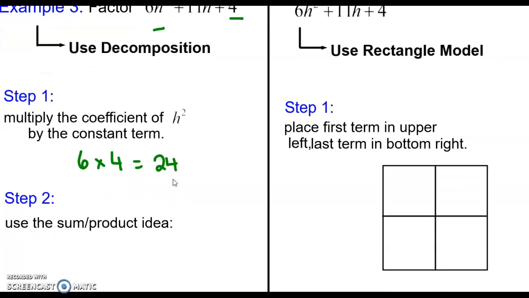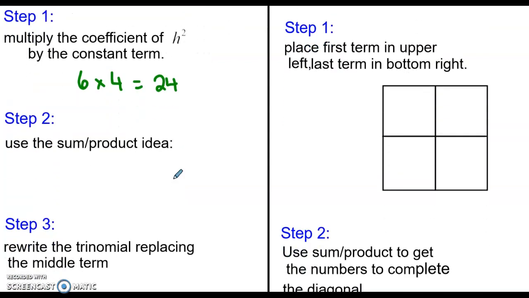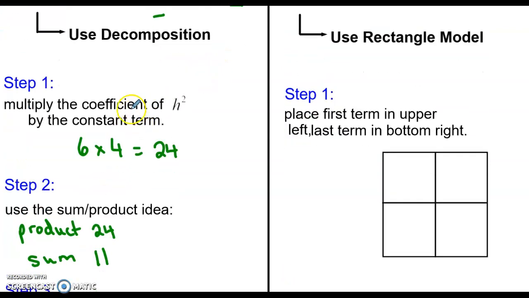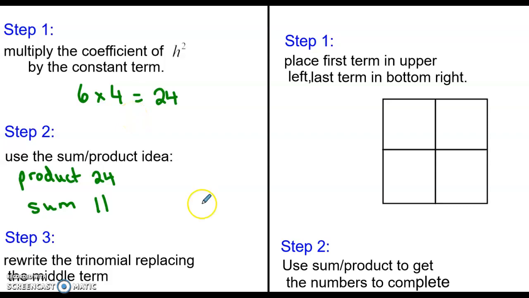So for the next step, we have to think about the sum and product idea that we looked at in the previous section. So we want things that give us a product of 24 and a sum of 11, because the middle term in my trinomial was 11h. So when I look at that, numbers that multiply to give me 24 and that add to give me 11 would be 3 and 8.